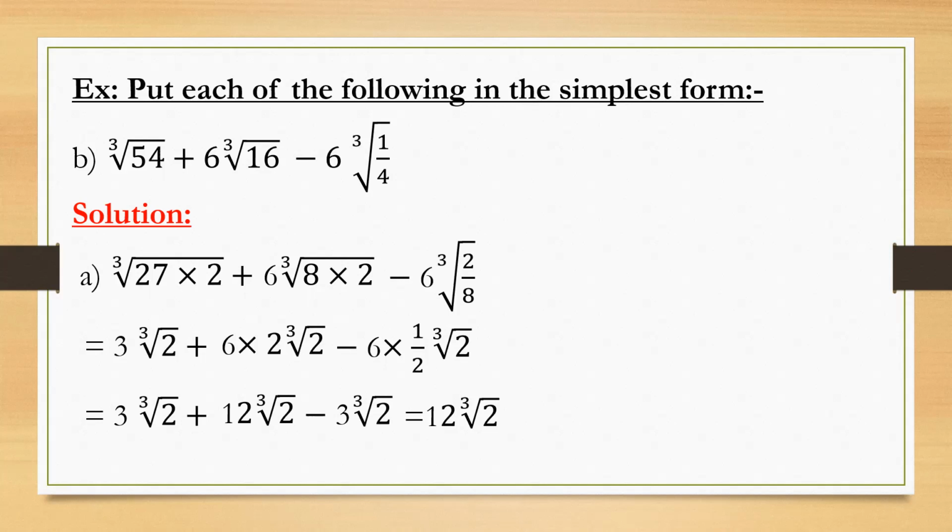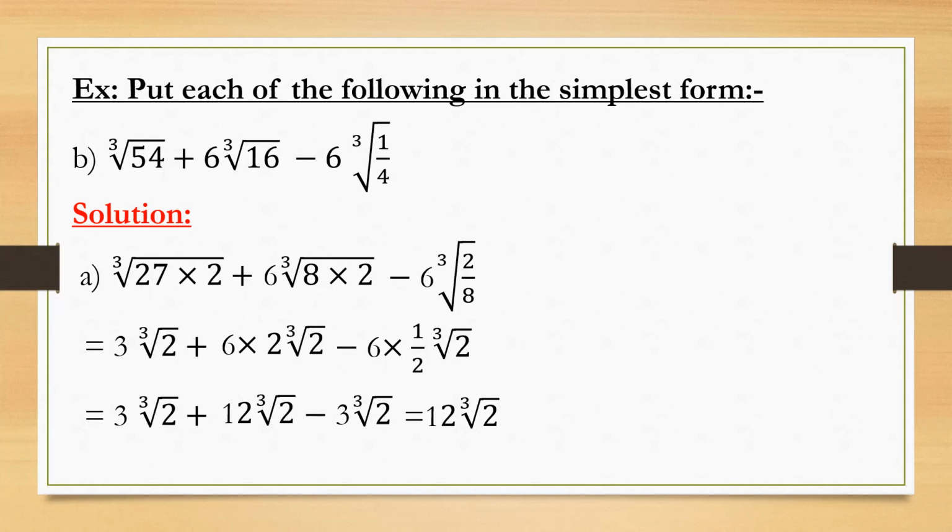I multiply 2 with 6, it will be 12 cubic root 2 minus 6 cubic root quarter. A quarter hasn't a cubic root. So I want to change the fraction to be a fraction equal to it and has a cubic root. So it will be 2 over 8 because 8 has a cubic root. So I'll change 1 over 4 to 2 over 8 and solve it. How can I solve it?